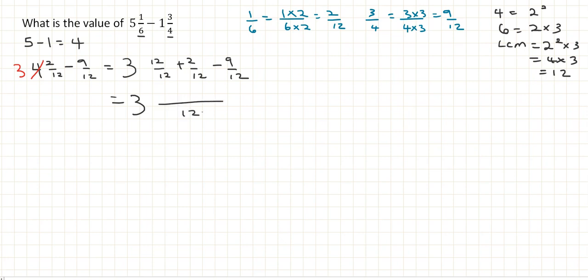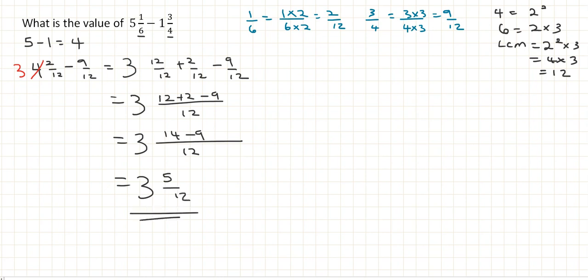I'm going to use the same denominator. We have 12 plus 2 minus 9, which is going to give us 3. 12 plus 2 is 14, minus 9, and we have 12 as the denominator. That's going to give us 3 as the whole number. Then we have 5/12. So that is how you solve this.